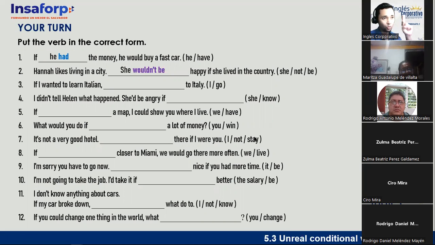Okay, room one. We have Jessica Rosales, Maria Ayala, Marvin Joseph and Rodrigo Daniel. Room two, we have Ciro Mira, Maritza Guadalupe, Rebeca Estefania and Zulma Perez. Room three, we have Diego Anthony, Nady Ibis, Rodrigo Antonio and Sandra Patricia. I'm going to form the breakout rooms now. Please join your groups.